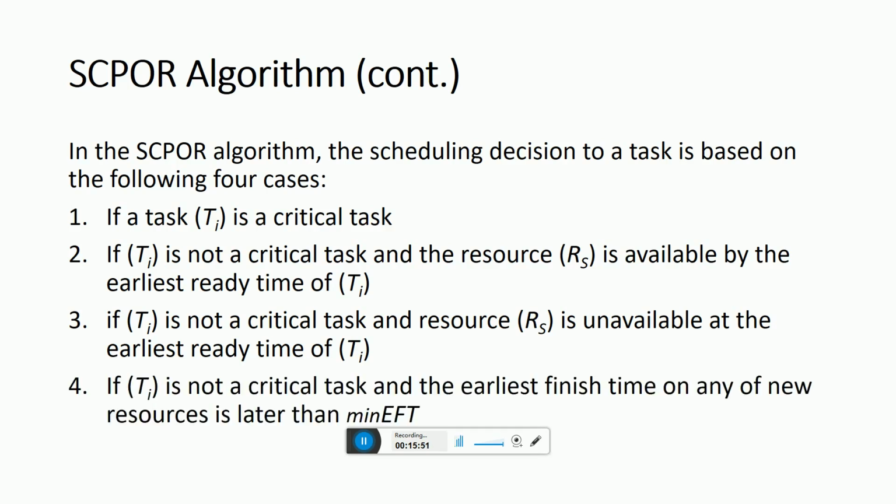And if Ti is not a critical task and the earliest finish time on any of the new resources is later than the minimum EFT, Ti is mapped to Rs, and the set of task, resource, earliest start time and earliest finish time is added into list schedule. And the available time of the resource is reset to the minimum EFT.